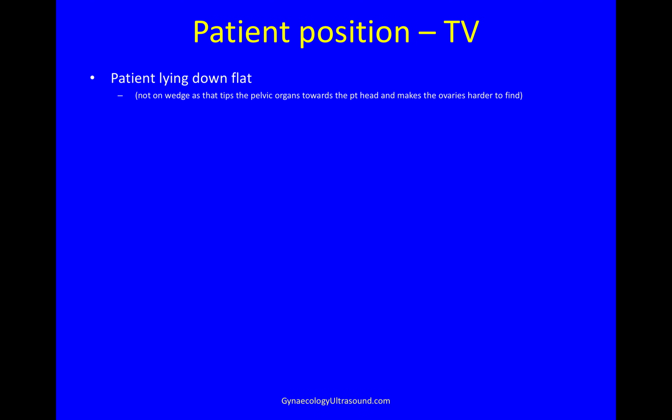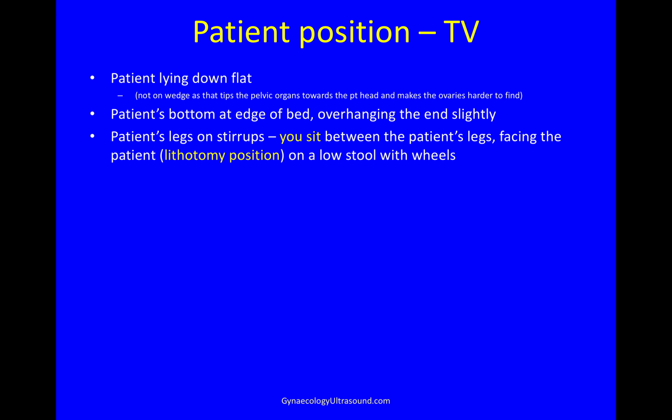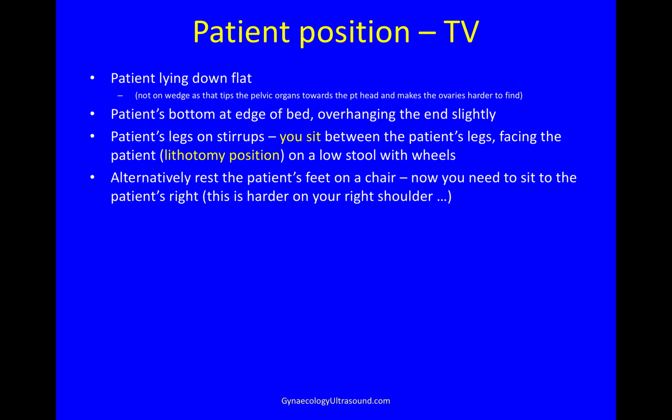So how to have the patient lying down? She should be lying down flat and preferably not on a wedge, because a patient on a wedge, with the bottom under the wedge, tips the pelvic organs toward the patient's head and makes the ovaries much harder to find. Better to have the bottom at the edge of the bed, overhanging the end slightly, and then with the patient's legs on stirrups. If she has stirrups, then you sit between the legs facing the patient. That's the lithotomy position, on a low stool on wheels.